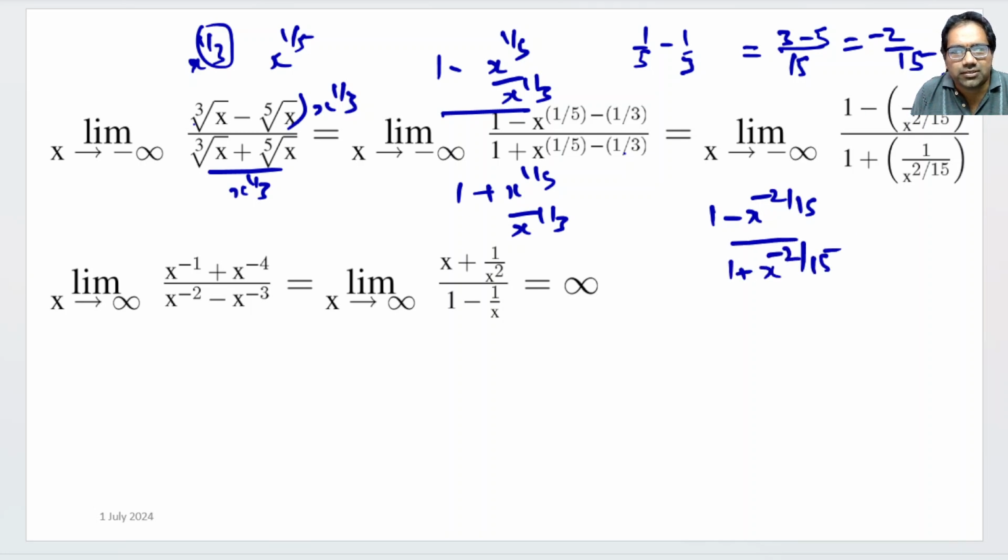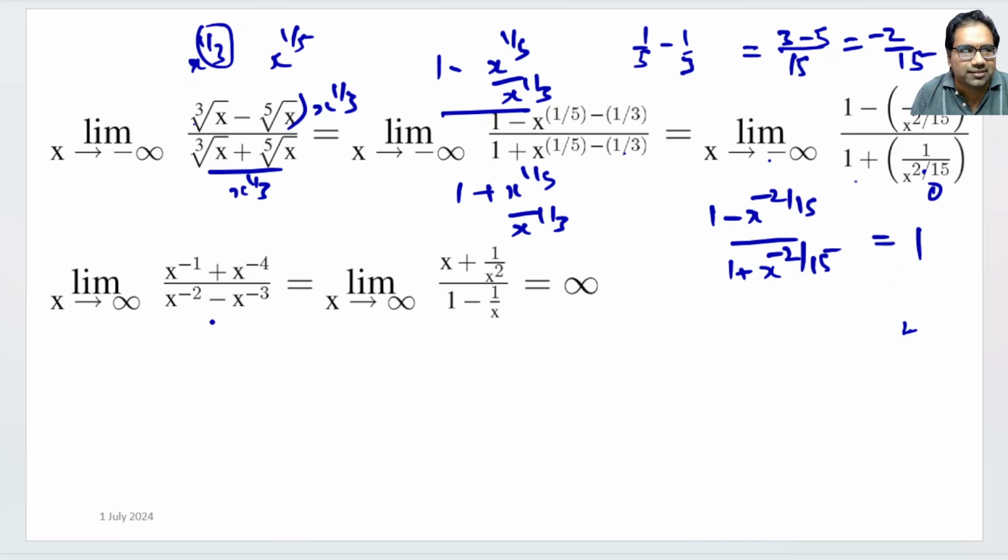This is nothing but 1 minus 1 by x power 2 by 15 over 1 plus 1 by x power 2 by 15. Now here we substitute minus infinity. Because this is in the denominator, this one will tend to 0, and this one will also tend to 0. It is in the form of 1 by infinity power something, so that is still infinity only. So this and this will tend to 0, and we will be left with 1 by 1, which is equal to 1.